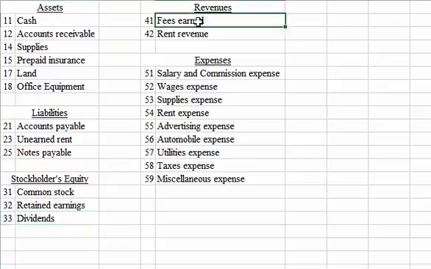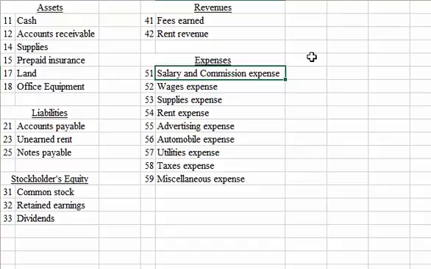Our revenue accounts we'll deal with early on are fees earned. That's the revenue account we use for a service business. Also, in the books of a landlord, you could see rent revenue. And then we had several different expenses. I listed salary and commission expense, wages expense, supplies expense, rent expense, advertising expense, automobile expense, utilities expense, taxes expense, and miscellaneous expense. Those, of course, are all expense accounts.